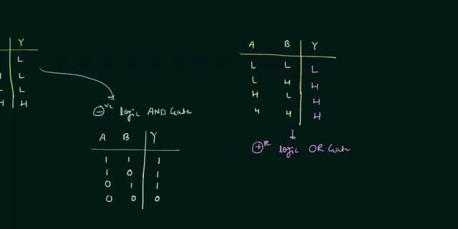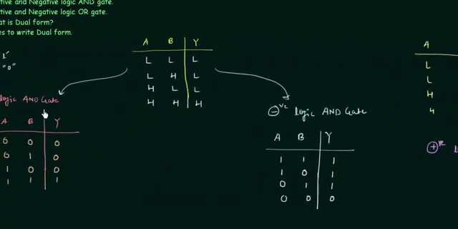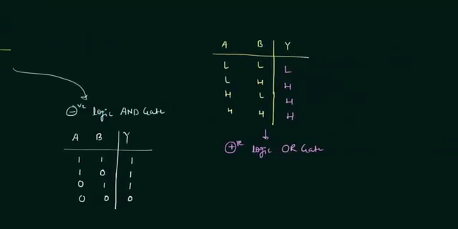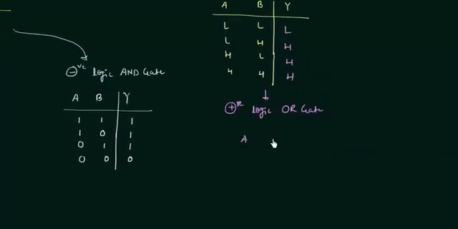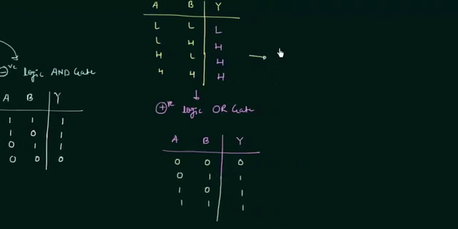The way we converted this table to the positive logic AND gate, we will follow the same steps, and I'm going to represent low by 0 and high by 1. So we have 0 0 0, 0 1 1, then we have 1 0 1, 1 1 1. So this is positive logic OR gate, and we will have our negative logic OR gate A B Y.